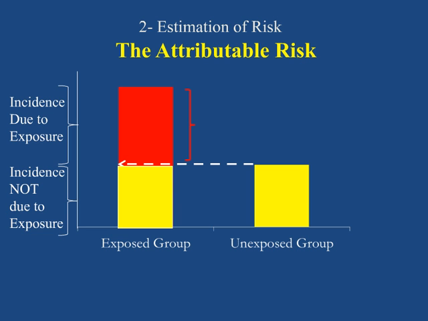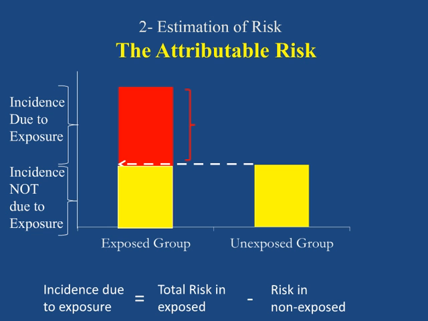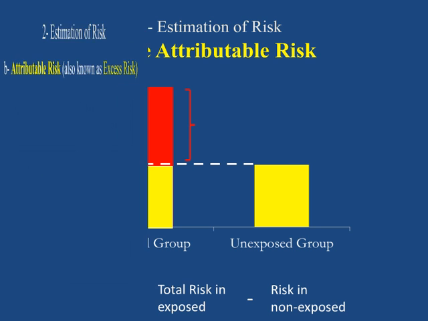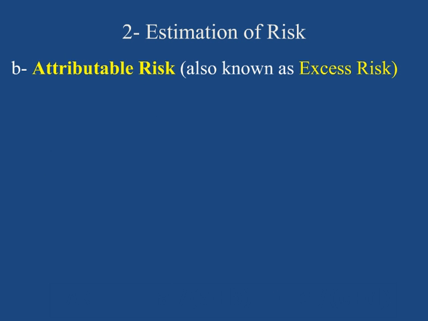If we want to know how much of the total risk in exposed persons is due to exposure, we should subtract the background risk from the total risk. Because the risk in the unexposed group is equal to the background risk, we can calculate the risk in the exposed by subtracting the risk in the unexposed group, or the background risk, from the total risk in the exposed group. Thus, the incidence of disease that is attributable to the exposure in the exposed group can be calculated as follows.